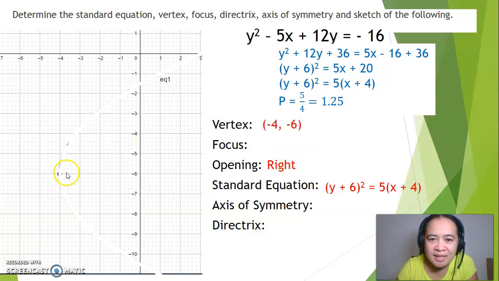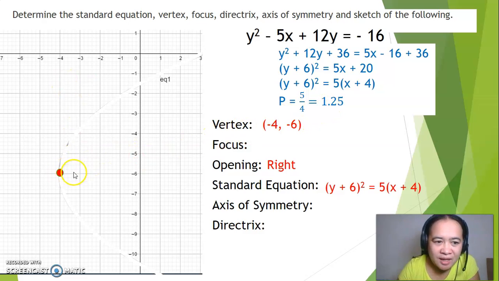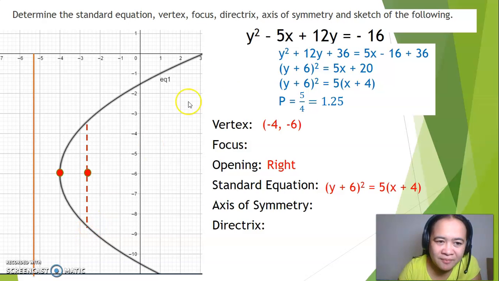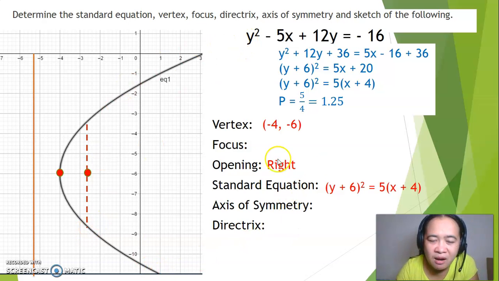So let's sketch that. So the vertex is (-4, -6). It's here. So our p is 1.25. So we will move 1.25 to the right. And we will also have 1.25 to the other side to get the directrix. So 1.25 times 2, that would be 2.5. So going to one end of the latus rectum and 2.5 to the other end. So all in all, that would be 5. So connect with the curve. This will be our graph.